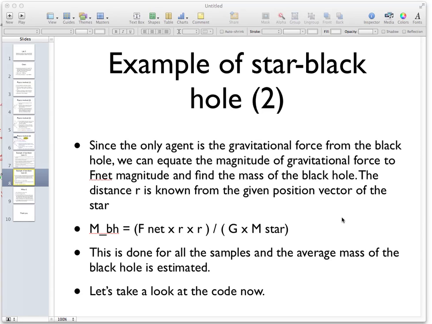I just rearranged the terms, and using this equation it is possible to find the mass of the black hole. I have calculated the black hole mass at all the given samples, and I noted that the mass of the black hole is more or less the same at all points, and I have found the average mass of the black hole. Now let's take a look at the code.